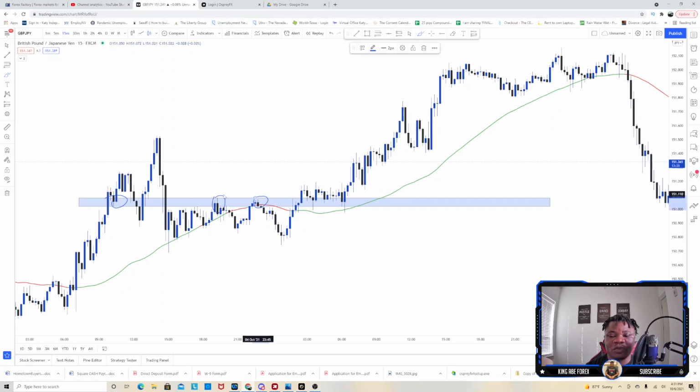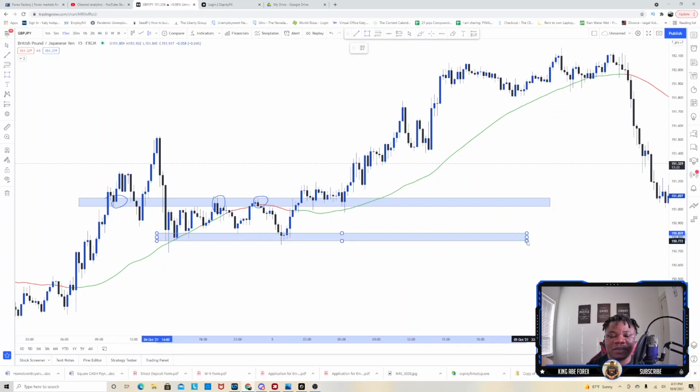Also, we can see that down here we had a support zone. So now we have our support zone down here, we have our resistance zone, and we have price above the 55 simple moving average. Once we have this, it's time for us to get in a buy position when price breaks and closes above our resistance zone.